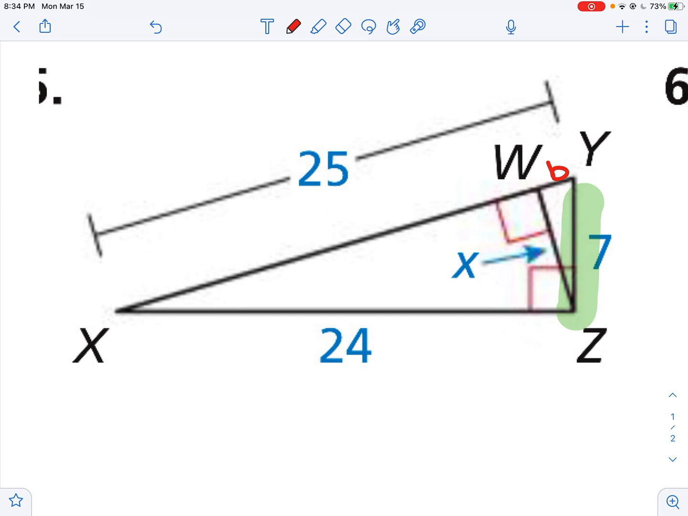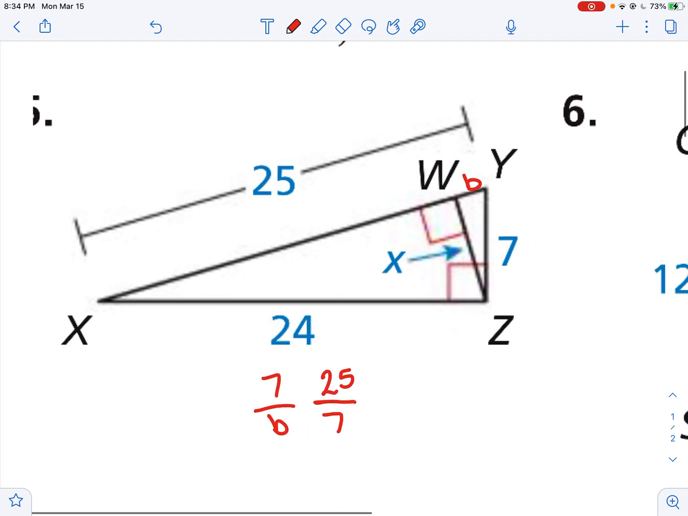And now I've got my leg situation where I have this leg. The leg will go in twice, so 7. So 7 is the leg, goes across from itself diagonally. And then I've got the whole hypotenuse of 25, and the part of the hypotenuse closest to 7, which is this b that I've introduced. And now I can set this up and solve.